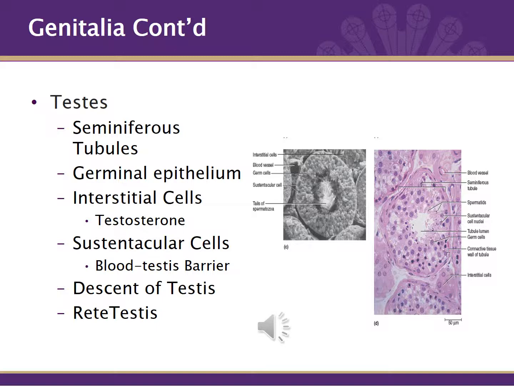The rete testis is a network of tubules that form when the seminiferous tubules come together. Ultimately, the pathways in the rete testis lead outside of the testis and carry cells into the epididymis.